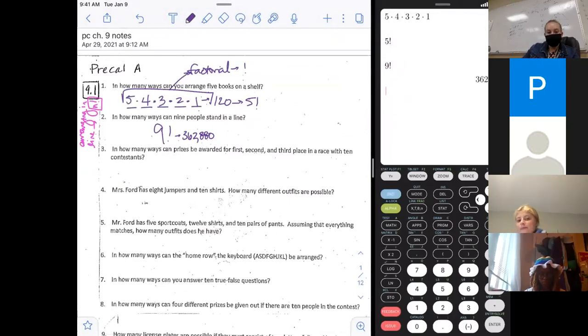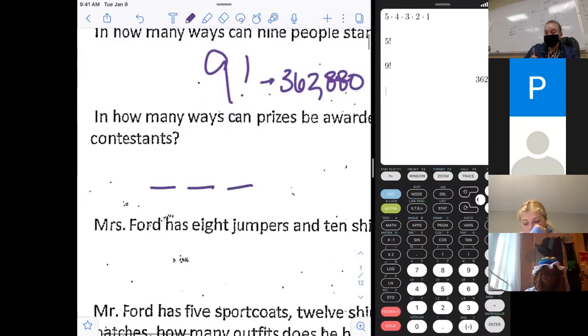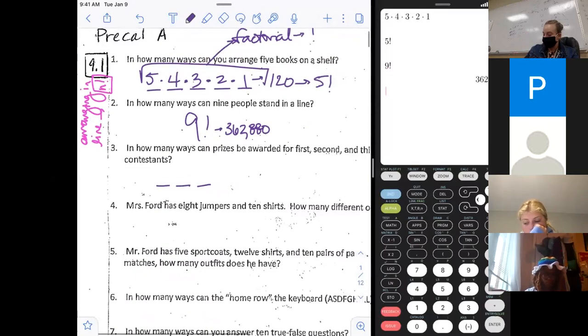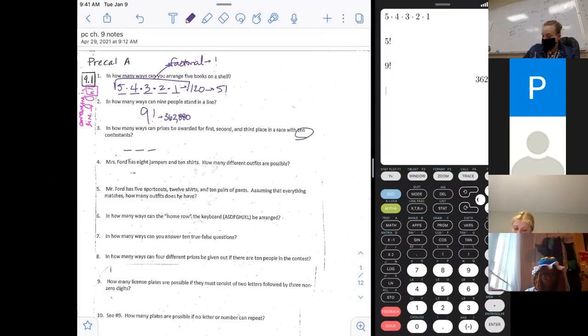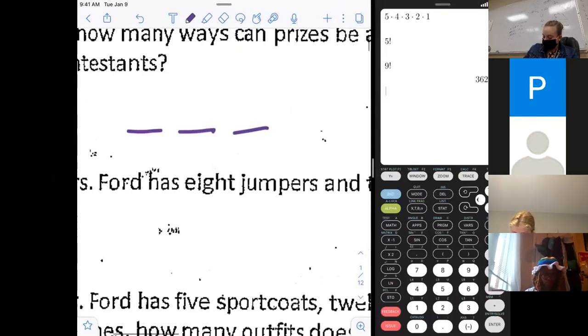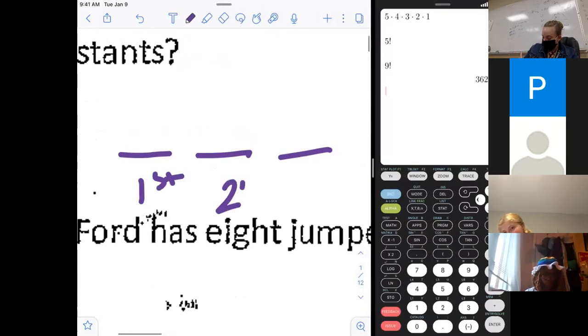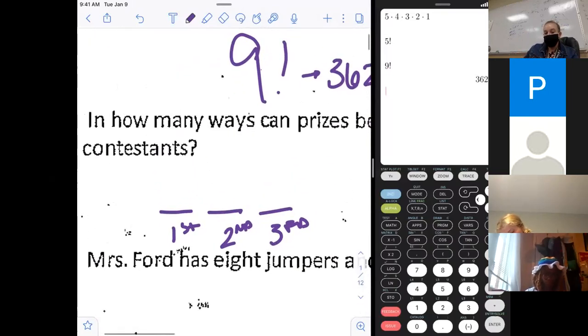All right. The next one is similar, but I'm not arranging everything in order. I'm only worried about the first, second, and third place. I'm only worried about the first 3 spots, not all 10 in order, just the first 3 spots. There's 10 people who were in a race, and we want to award first and second and third. So if I have first, second, and third, and 10 people ran the race, well, any one of those 10 could get first place.